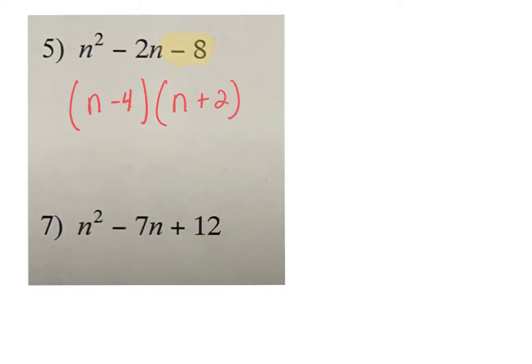And I can check this by saying -4 times +2 is -8. -4 plus 2 is -2. And so I know that I have the correct ones. I could actually FOIL it if I wanted to, to double check it. So go ahead and try 7.